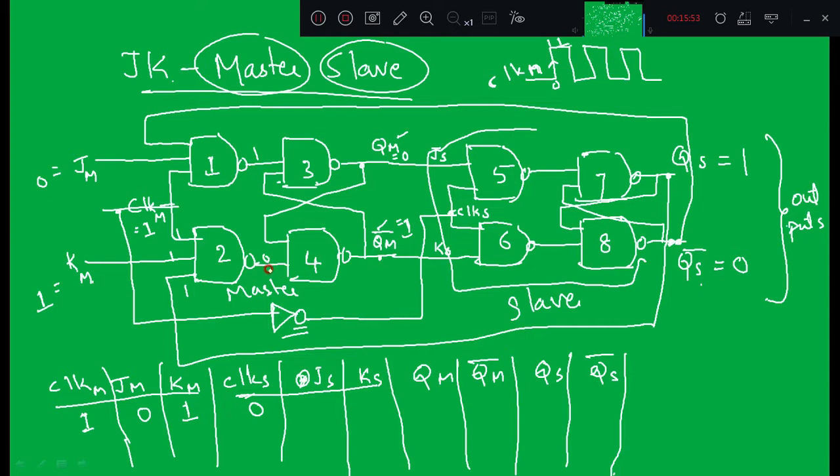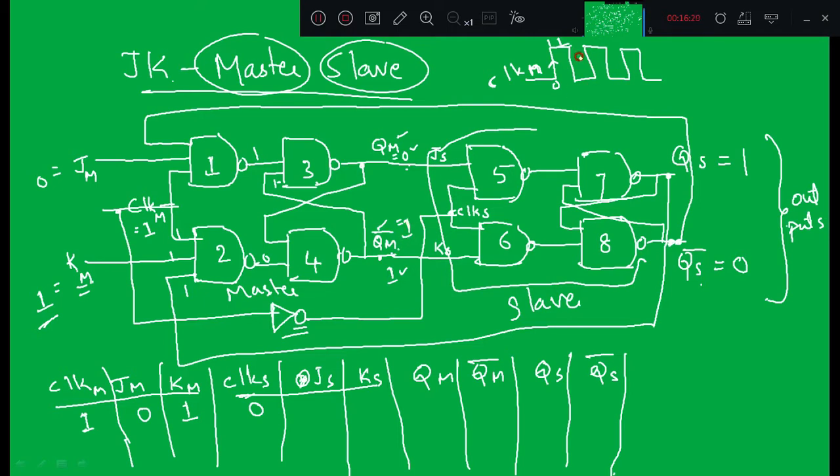Since one of the inputs of the fourth NAND gate is 0, its output will become 1, that is, QM bar will become 1. This QM bar is connected to the second input of the third NAND gate, so 1 NAND 1 is equal to 0. This is the state of the flip flop. Because KM is 1, QM is equal to 0 and QM bar is equal to 1, as per the truth table of the JK flip flop.